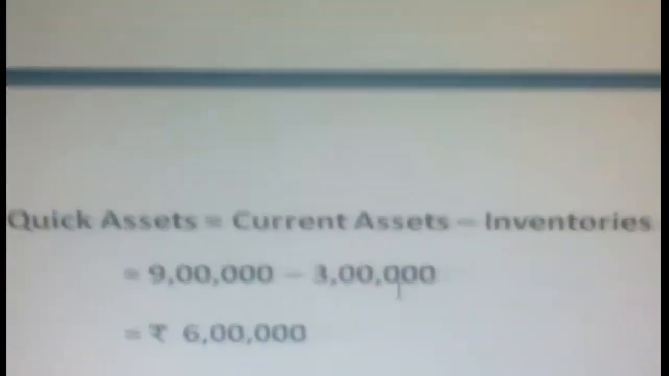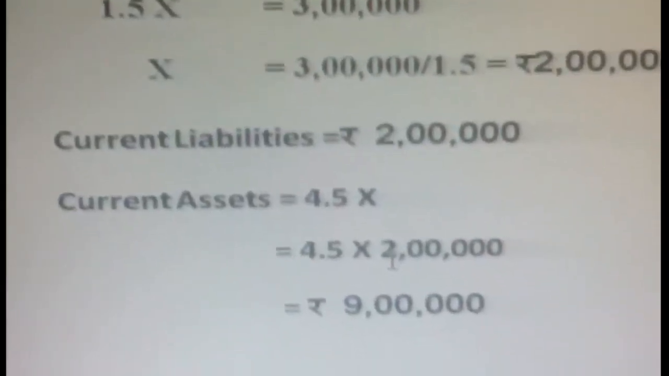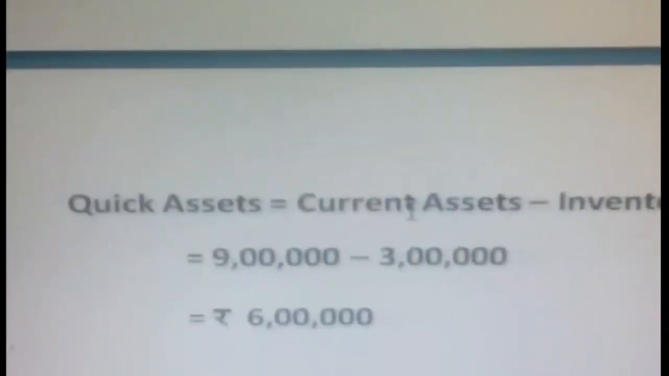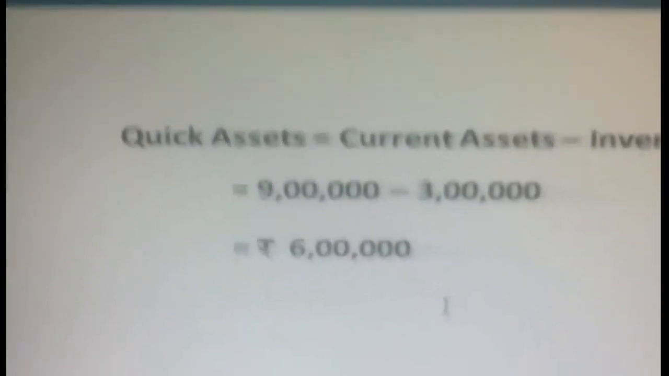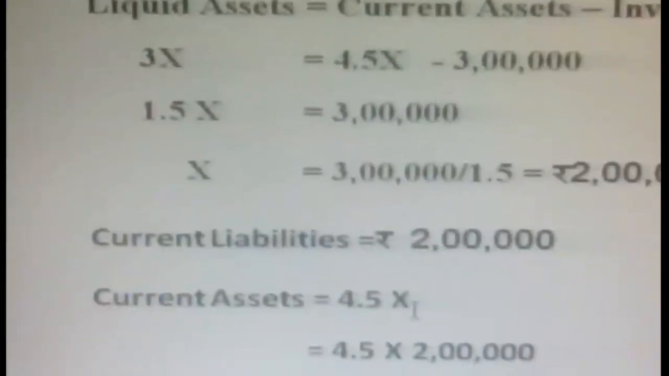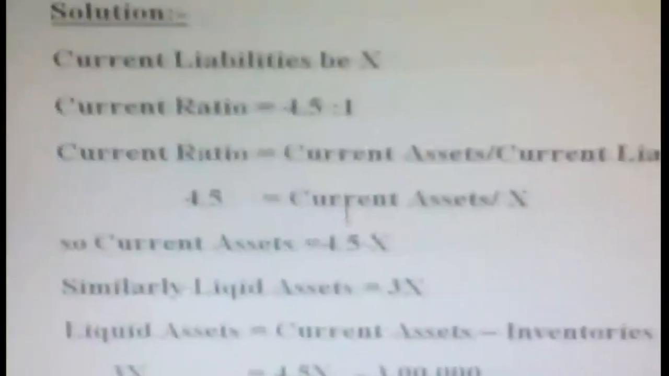Now you got current assets. Now quick assets. Quick assets, as you know, is current assets minus inventories. Current assets 9 lakhs minus inventories 3 lakhs, you get 6 lakhs. This is the manner in which you can identify the problem in liquid assets or quick ratio or acid test ratio. Accordingly you have to work out the problem. Okay, thank you.